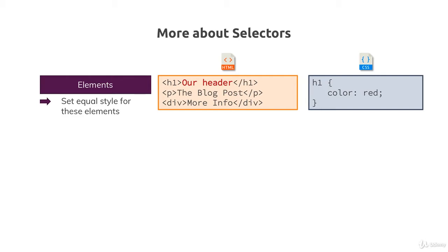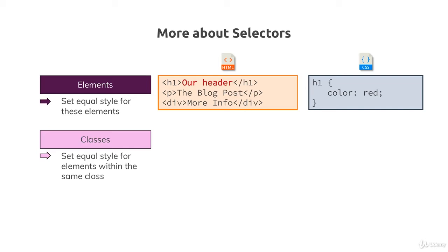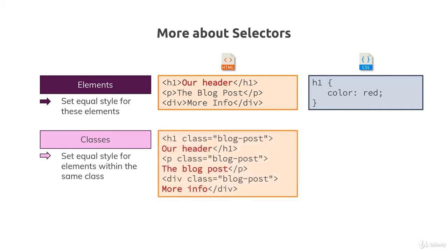For example, we also have class selectors. Classes are something you might have never heard before because they are a concept strongly connected to CSS. With classes, we can define a style which we then apply to all elements that have the same class. And a class is added to an element in HTML by adding the class attribute, as you can see here. In this snippet, all the elements actually have the blog post class. Now, the blog post class is not something which is predefined by the browser. You define classes instead.